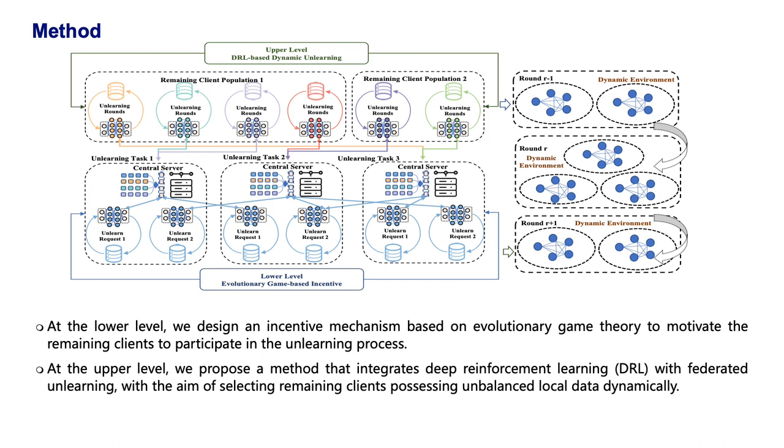At a low level, we design an incentive mechanism based on evolutionary game theory to motivate the remaining clients to participate in the unlearning process. At the upper level, we propose a method that integrates deep reinforcement learning with federated unlearning, with the aim of selecting remaining clients, processing unbalanced local data dynamically.